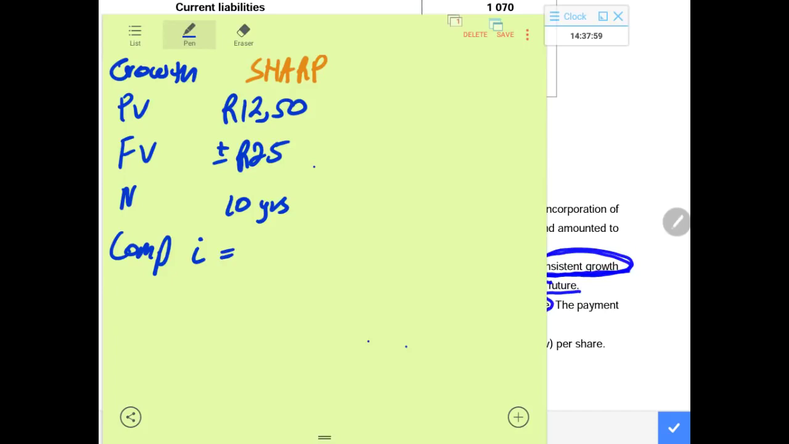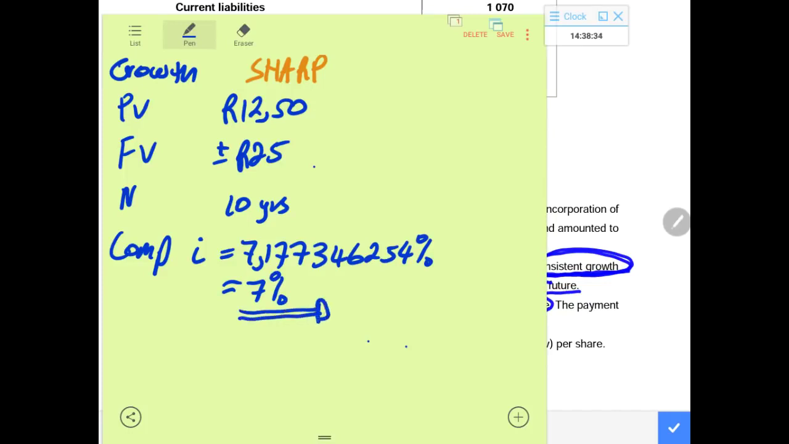So we have 12.5, which is our PV, and plus minus 25, which is the future value. 10 is our N, and we are looking for the interest, and our interest will be 7.177346254%. I'm just writing it all so that you can see everything before I write only 7%, which is the rounded off rate, meaning these ordinary dividends have been constantly growing at 7% for the past 10 years. So we do have our growth rate.